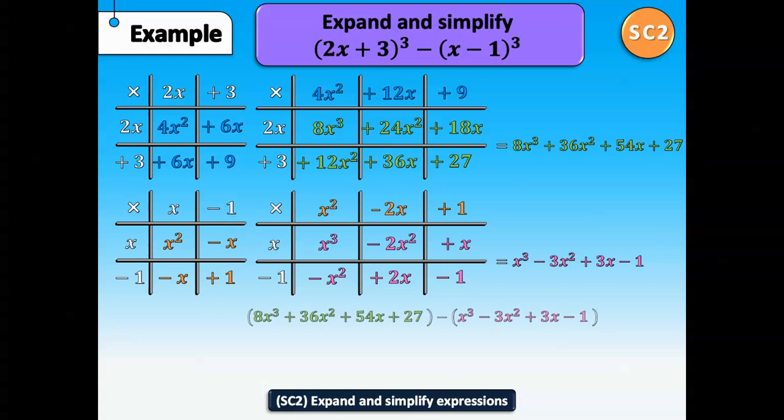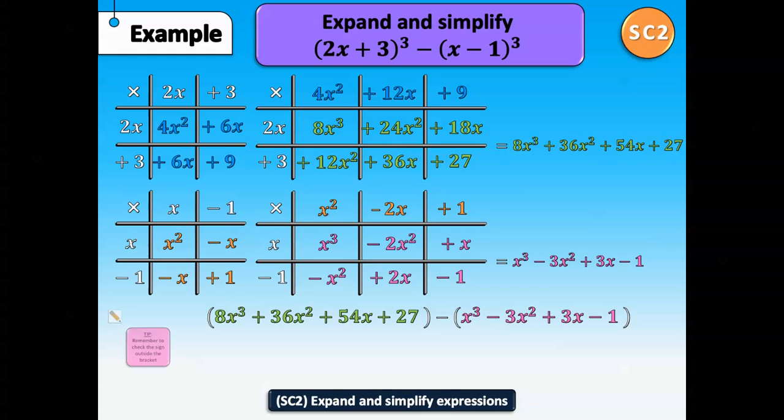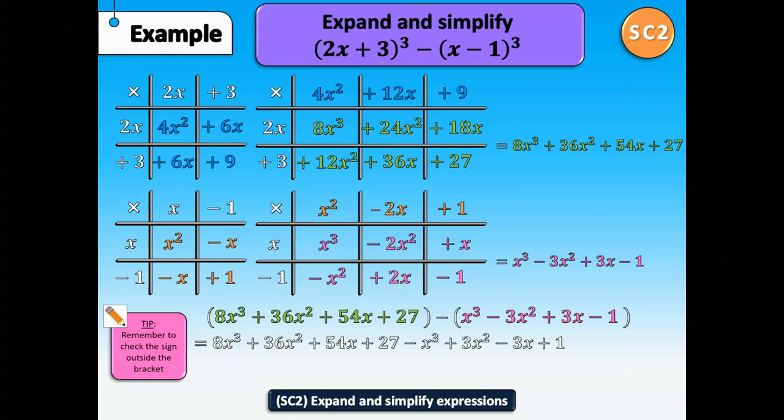Now I'm going to subtract these. So I need to make sure that when I subtract them, I subtract everything in the second bracket. So I need to put a minus sign in front of all of the terms in the second bracket. So it will be 8x cubed minus x cubed, minus 3x squared, so that becomes positive 3x squared, minus 3x, and minus 1, so that becomes positive 1.